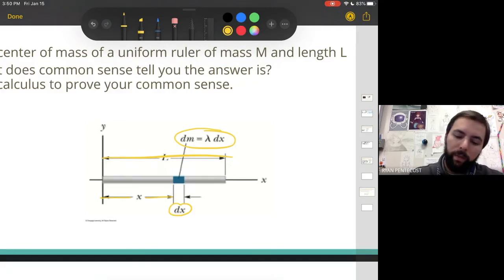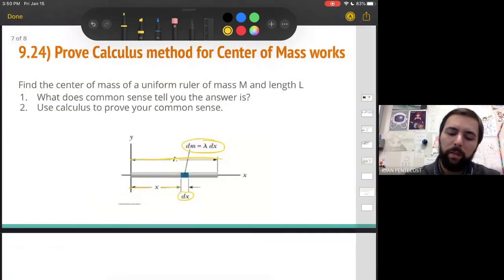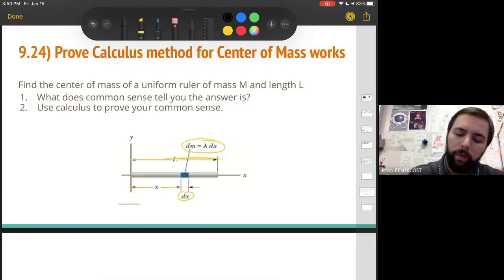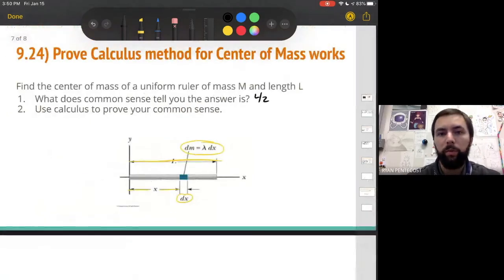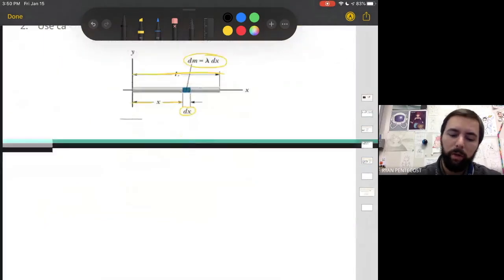Okay. So first, what does common sense tell you that the answer is going to be? Well, if we have a massive uniform density, it is a uniform ruler. So if it's uniform, that means that the density should be the same all throughout, which means that the common sense answer would be L divided by 2, right? You just take the length divided by 2. You've got the middle, right? It should be right in the middle. Now we're going to use calculus to prove that that common sense is correct.